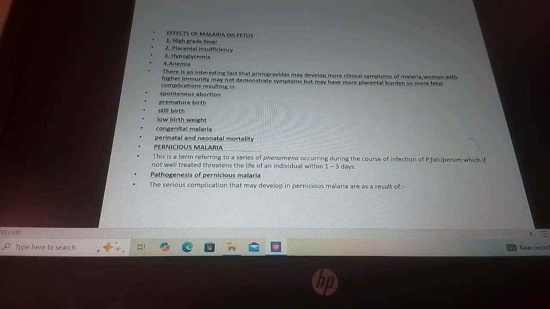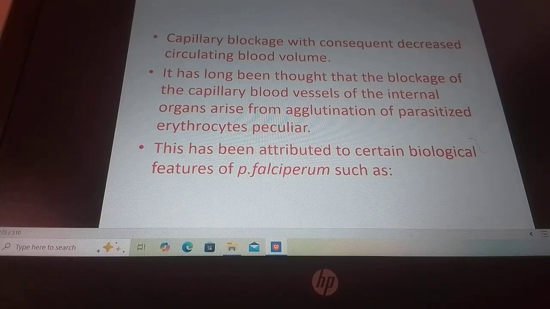So we have the pernicious malaria. It is a term referring to a series of phenomena occurring during the course of infection with P. falciparum, which is not well treated, and it threatens the life of the individual within 1 to 3 days. So pathogenesis, we are saying that the serious complications that may develop in pernicious malaria are as a result of, one, the capillary blockage, which will consequently decrease circulatory blood volume. Two, the blockage of the capillary blood vessels of the internal organs is thought to arise from agglutination of parasitized erythrocytes.